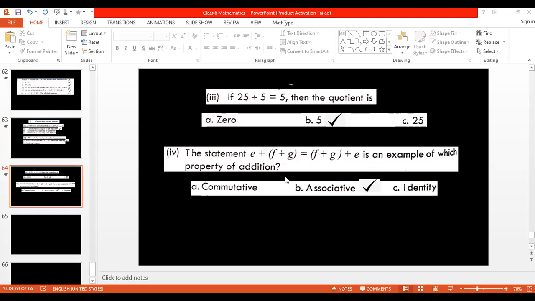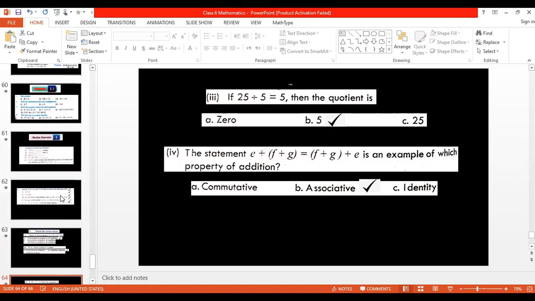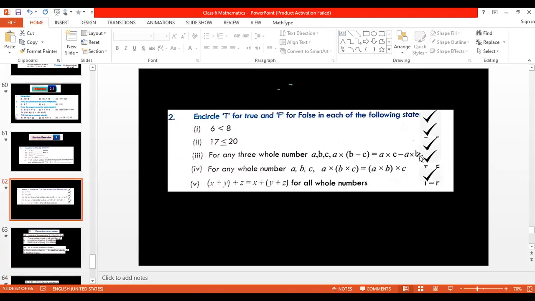The commutative property is that property in which we add two numbers, 2 plus 3, 3 plus 2. In the associative property, Azan, there are three elements, three numbers: E, F, and G. Okay, got it. And there was some mistake in this question as well. It was false.